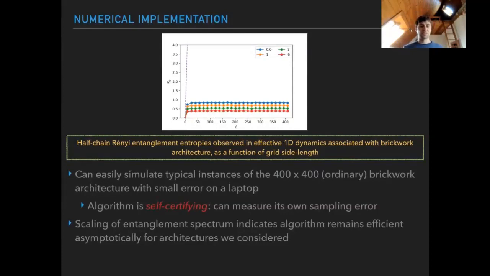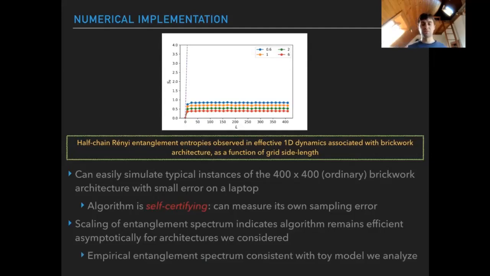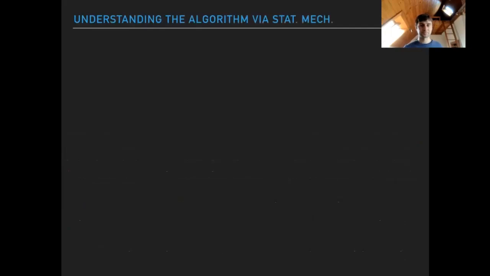As for asymptotics, we looked at how various entanglement properties behaved as the system size is increased, or as the effective 1D dynamics progresses. And the analysis here indicates that indeed the algorithm remains efficient asymptotically for the architectures we considered. And also we studied a toy model to better understand the behavior of the entanglement. And the toy model predicted entanglement behavior, which was consistent with what we saw numerically. And the toy model also suggests that the algorithm is indeed efficient asymptotically.